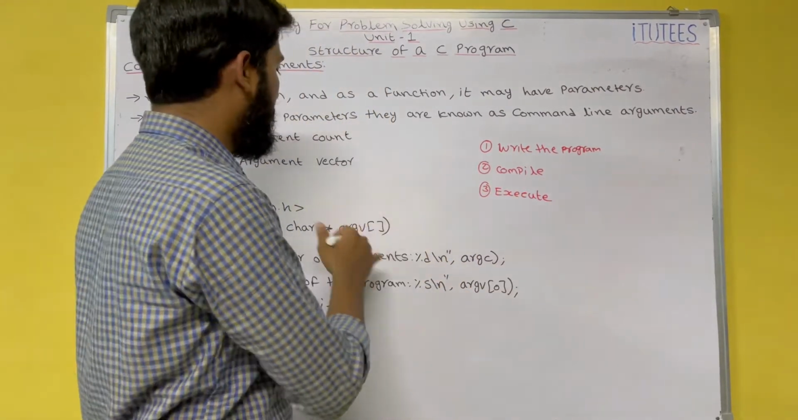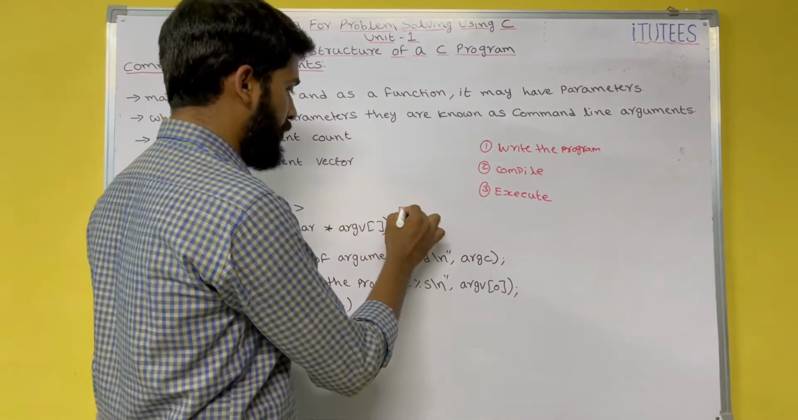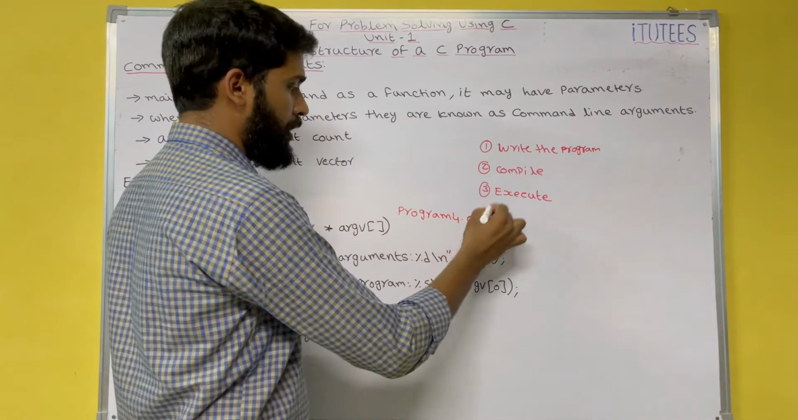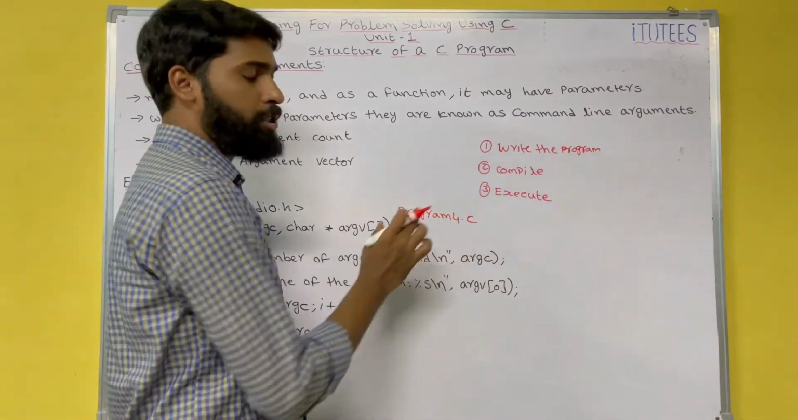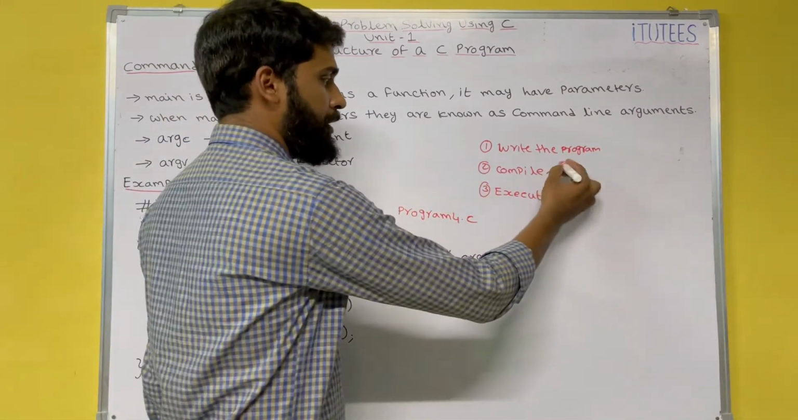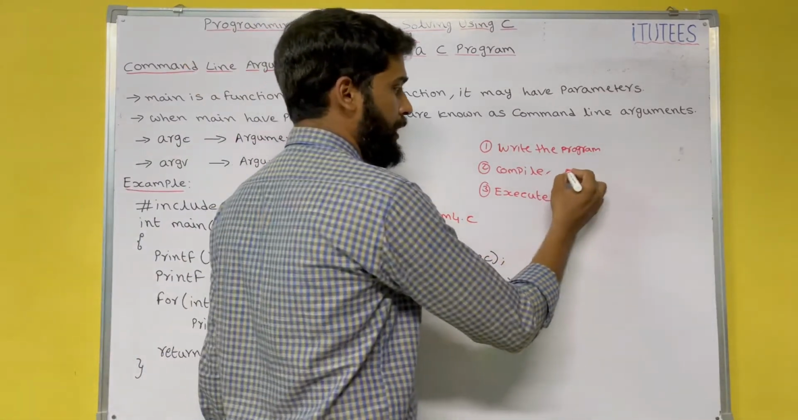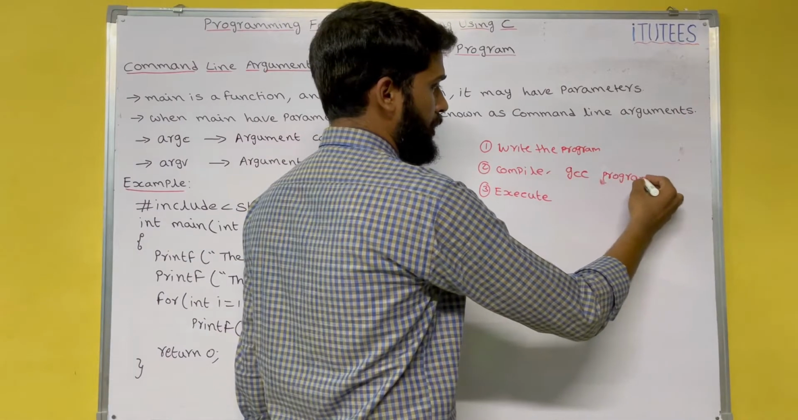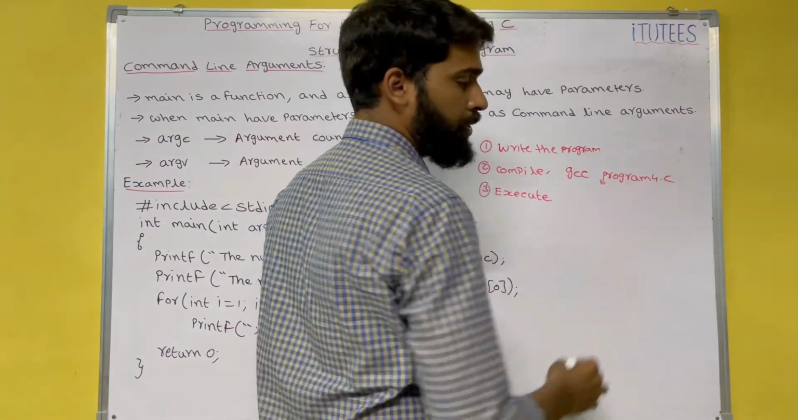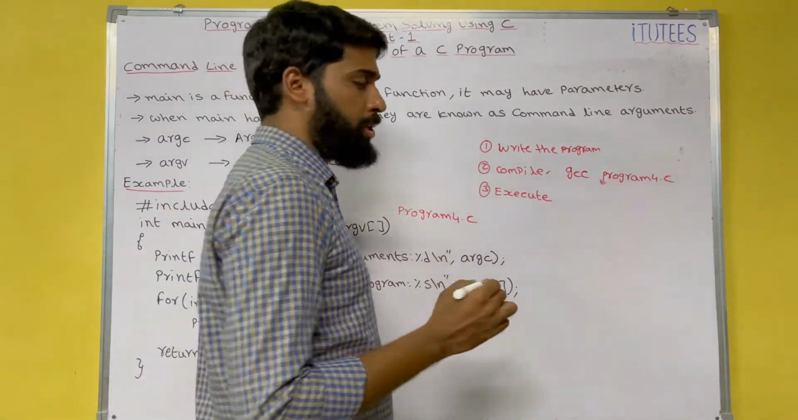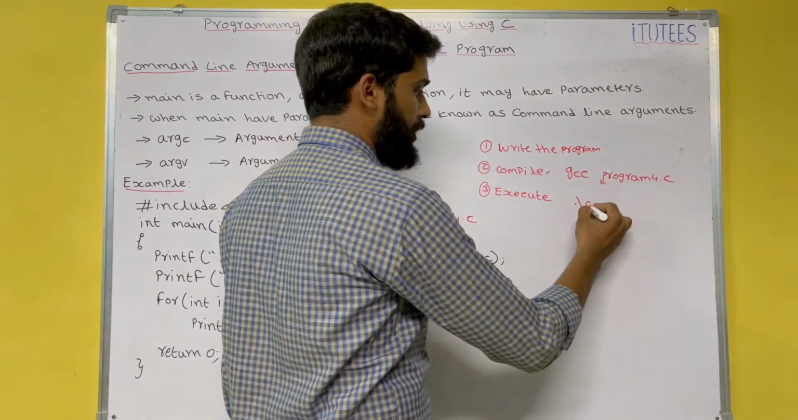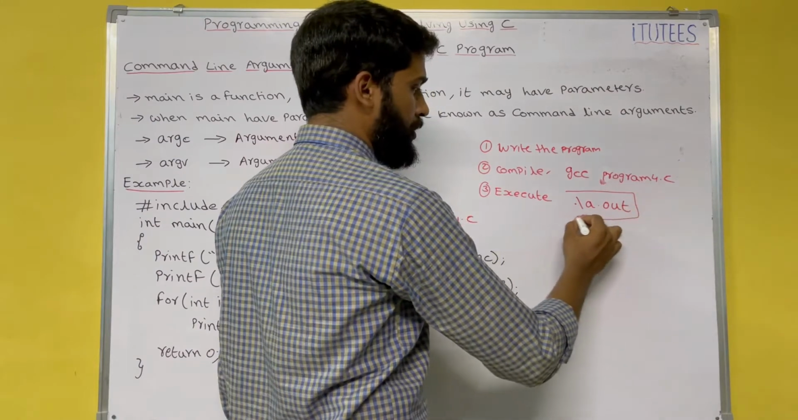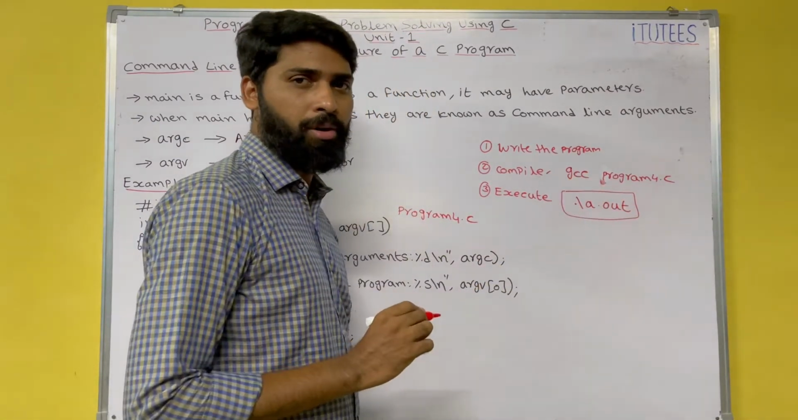For example, my program name is program 4.c. I write this program. So what is the second step? Compile this program. How can we compile? gcc program 4.c. So after compilation, how to execute? ./a.out. Okay, so this command we use to execute this program.